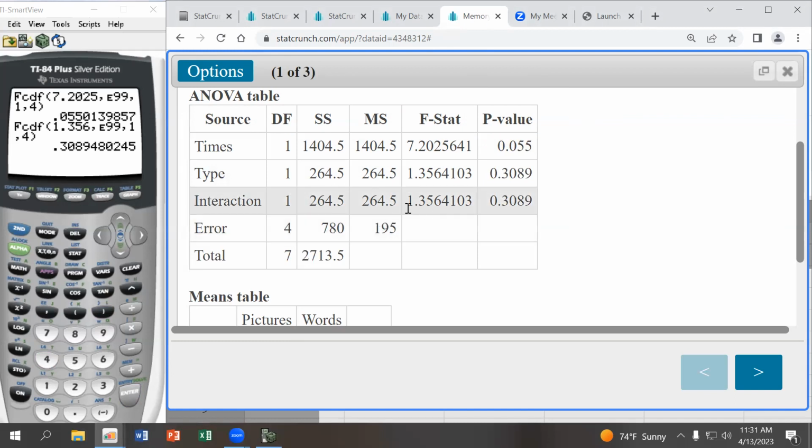The last case, same process. In this problem, we get the same value, but the process is to take 1.356 as lower, upper infinity, DF for interaction, comma, DF for error. Good. Are we clear? Okay.